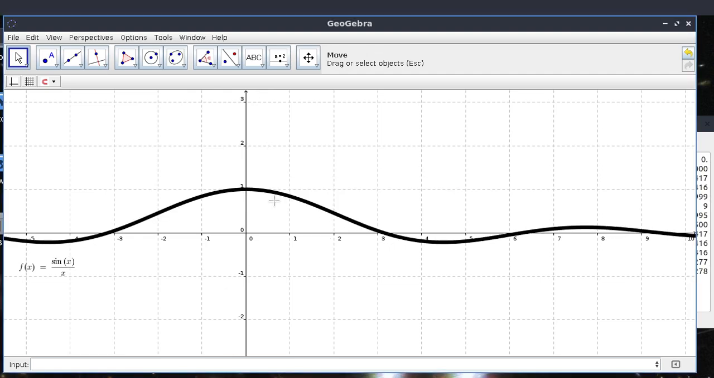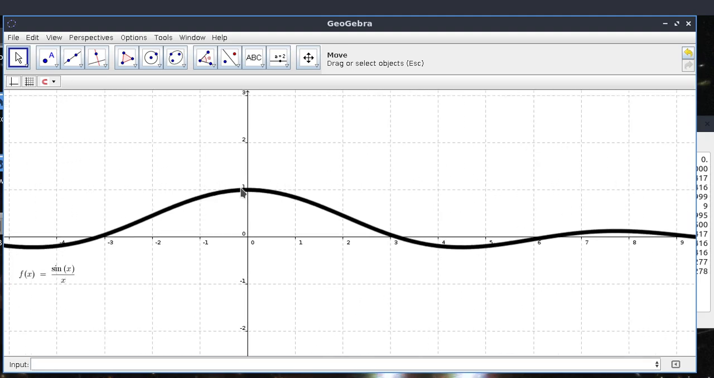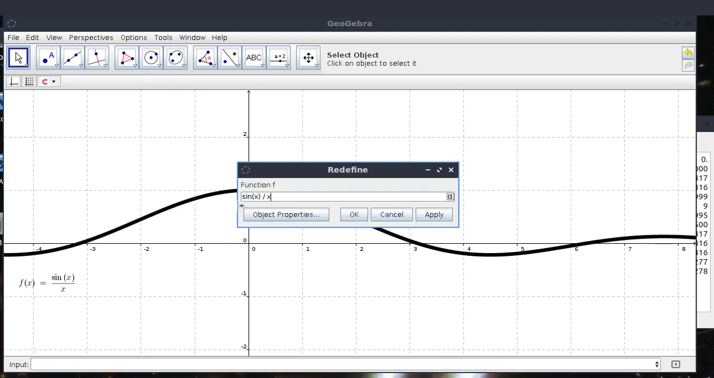Okay, there you go. It is 1. We can see it right here. Right? The value is 1. Good. So that's that.